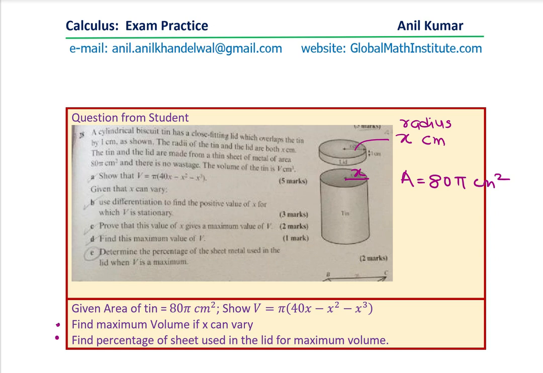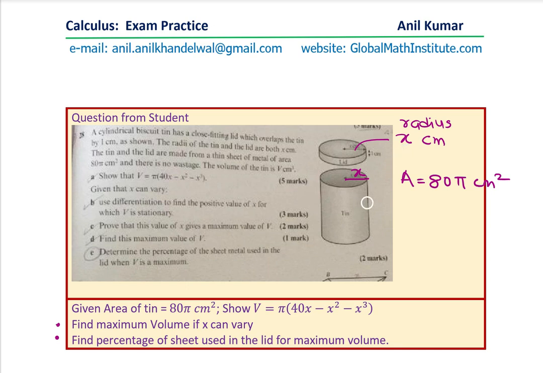So once again, we are given a tin. This is cylindrical in shape. The radius is x. The lid also has a radius of x, which just fits in. Now, the lid overlaps by 1 centimeter as shown here. So that is the overlap when it fits on the container itself. We are given that the area of the tin utilized for making the cover, the lid, and the container is 80 pi centimeters square. We need to find the value of x, which will give us the maximum volume.